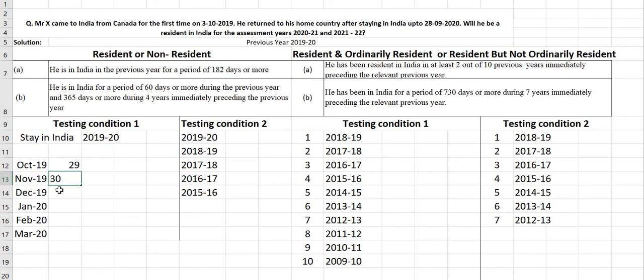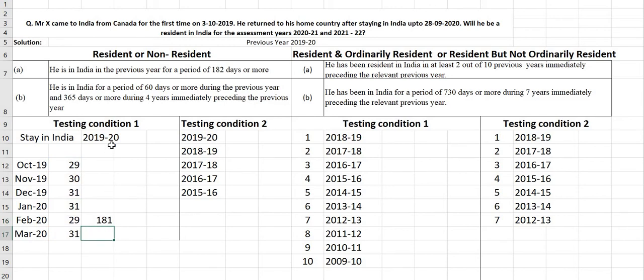In November, he was there for 30 days. In December, he was there for 31 days. In January, he was in India for 31 days. February 20 is a leap year, and in a leap year there are 29 days in the month of February, so in February he was there for 29 days. And in March, he was there for 31 days. So let's calculate the total number of days: 29 plus 30 plus 31 plus 31 plus 29 plus 31. So there are a total of 181 days.